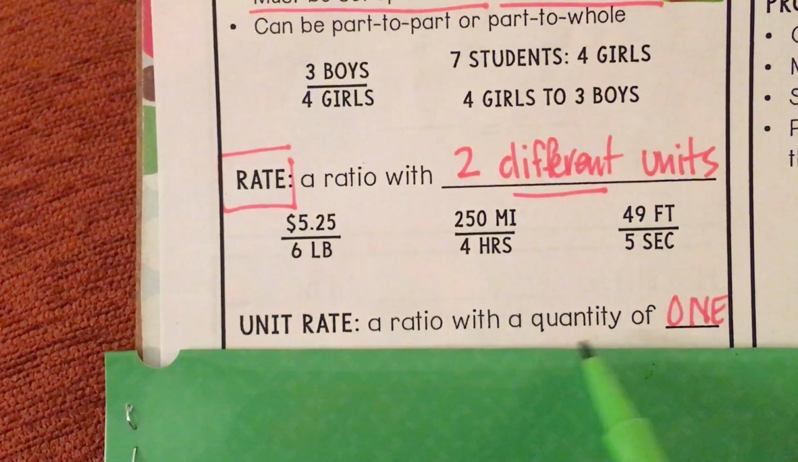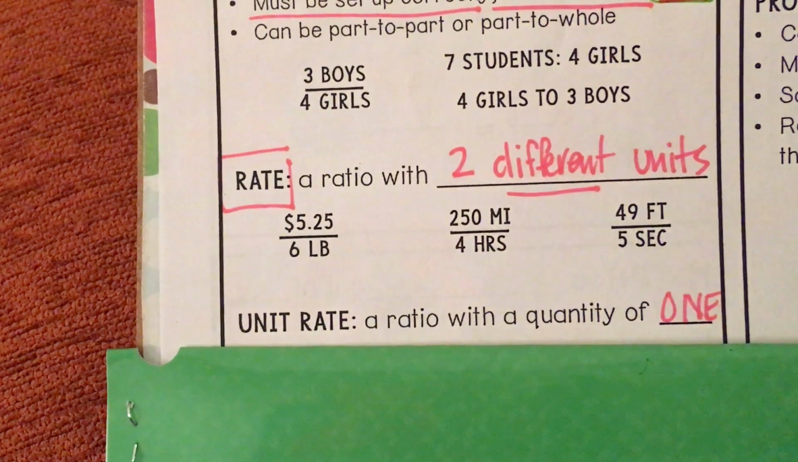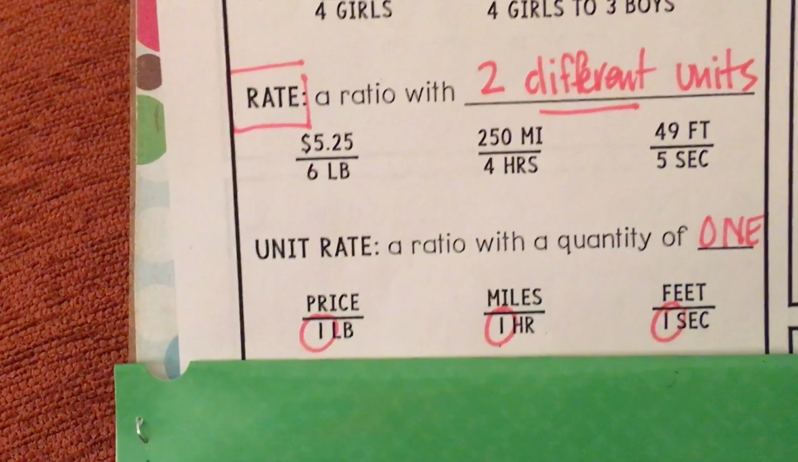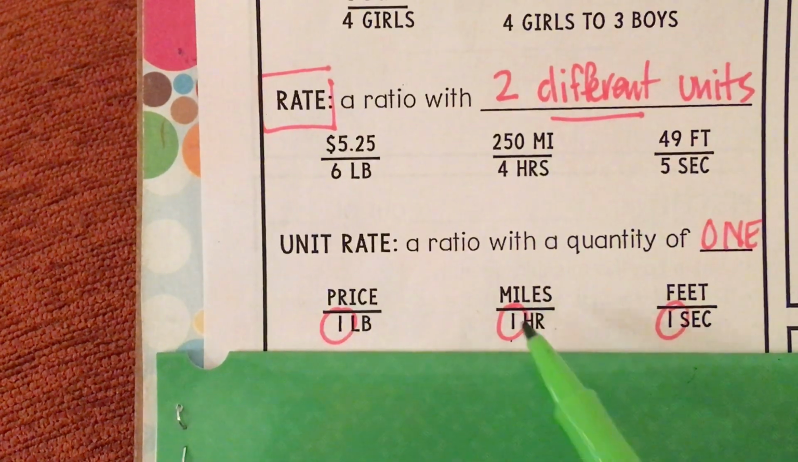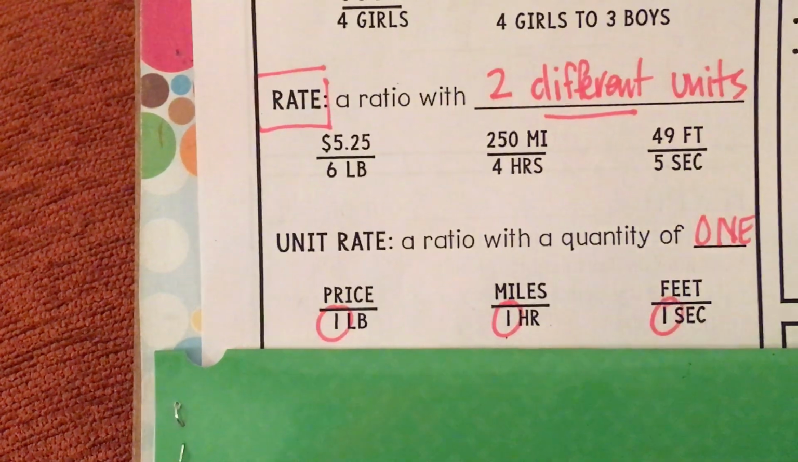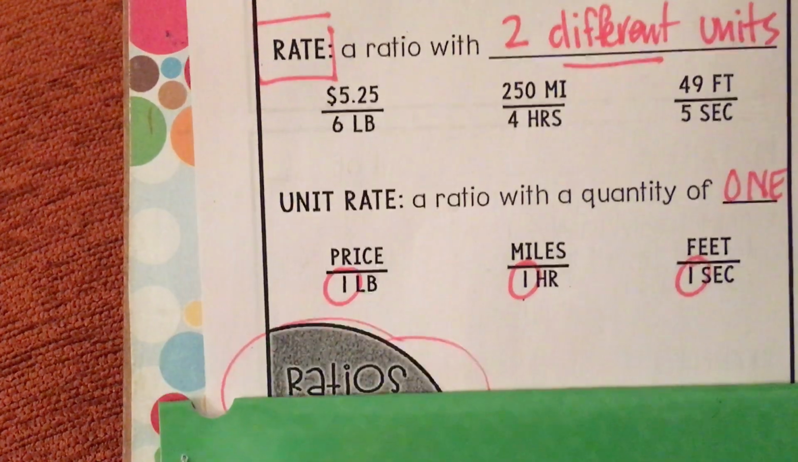A unit rate is a ratio with a quantity of 1. So unit means 1, like a unicycle has 1 tire. So you want to find the price for 1 pound, or how many miles you can go in 1 hour, miles per hour, or how many feet something will move in 1 second, feet per second.